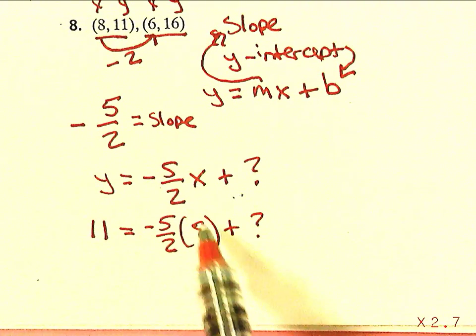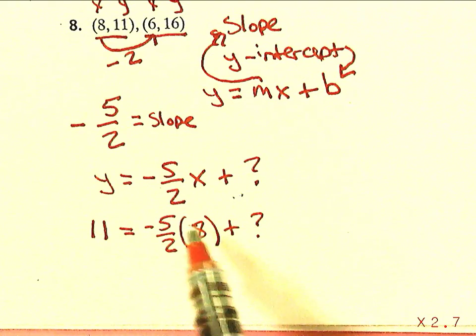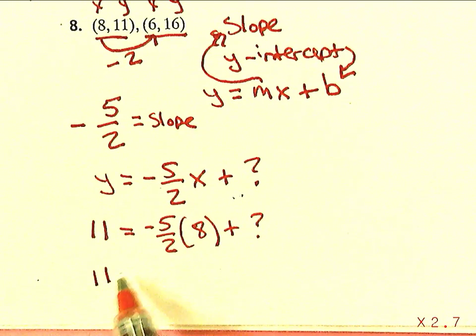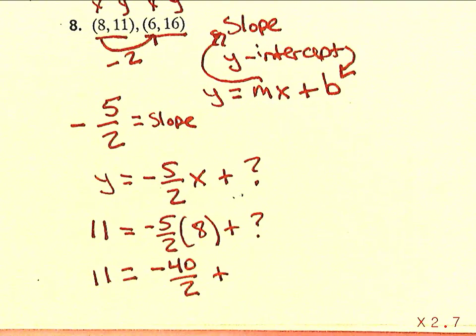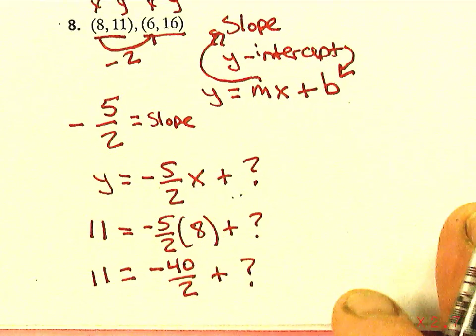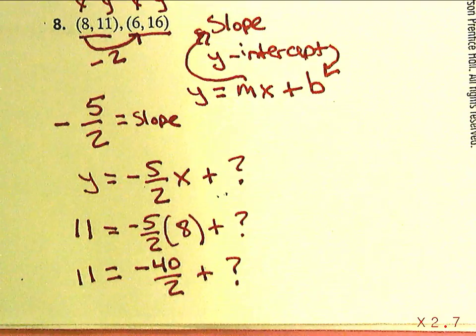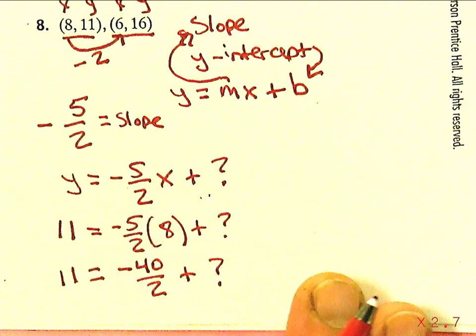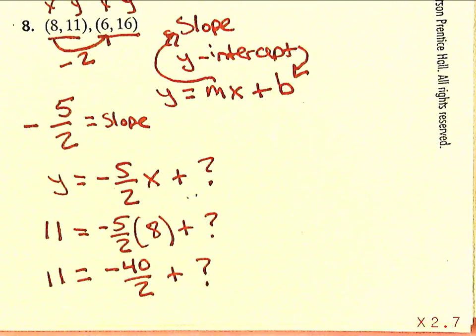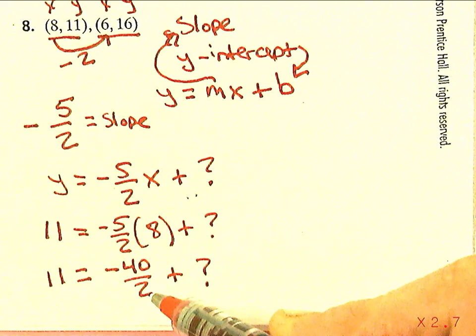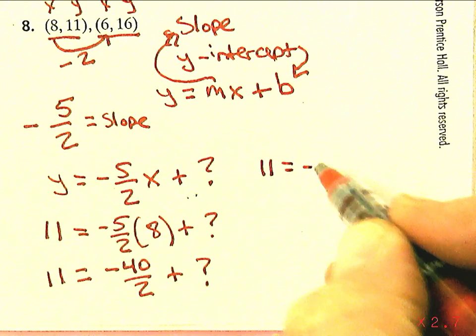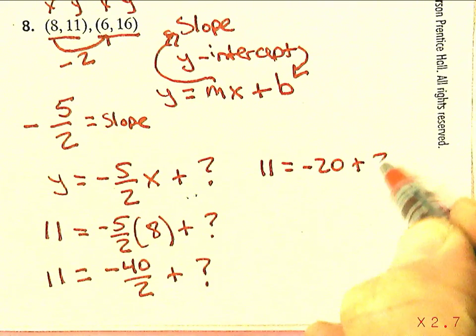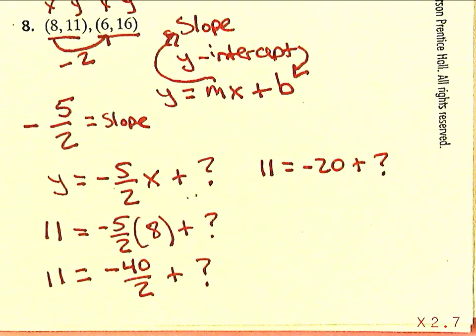So I can multiply this 8 times the fraction. 8 times negative 5, I'm actually going to leave the 11 there, is negative 40 over 2. Again, my mystery number, which I still don't know what that is, but I will very soon. And we're going to continue. So negative 40 divided by 2 is negative 20, so I know that 11 equals negative 20 plus, again, that part that I've been looking for.